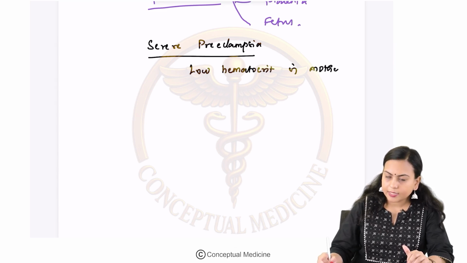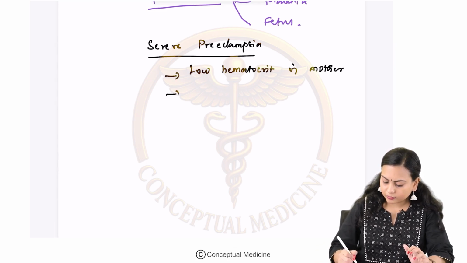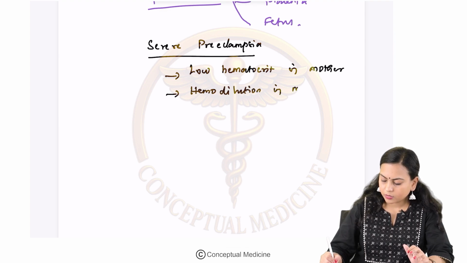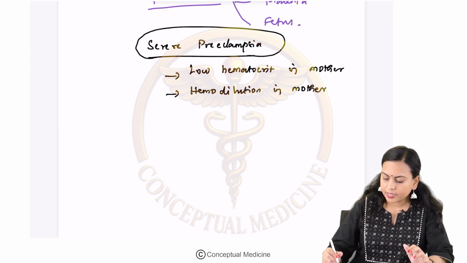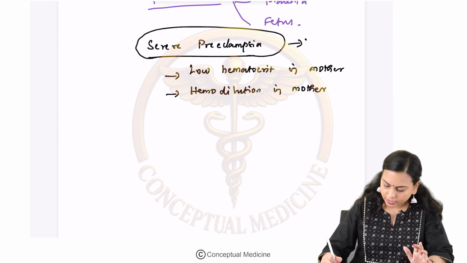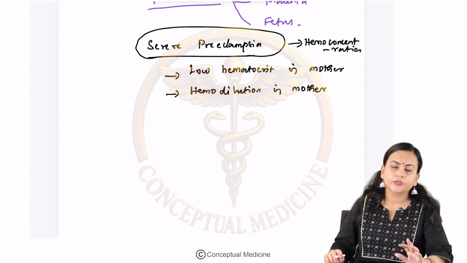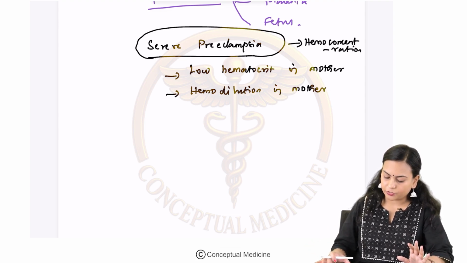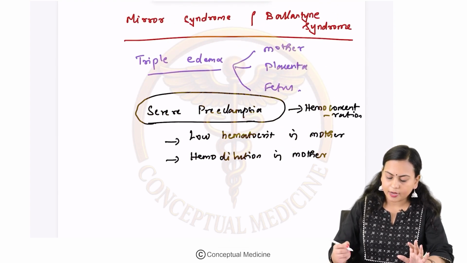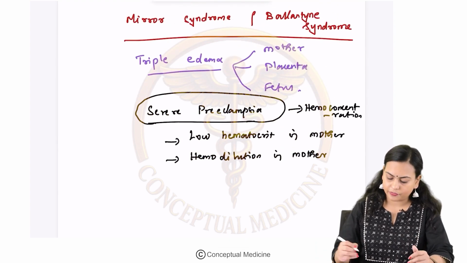But the important differentiating feature between severe preeclampsia and mirror syndrome is that there will be low hematocrit in the mother. So basically there will be hemodilution in the mother, whereas in severe preeclampsia, there will be hemoconcentration. So this is one of the important differentiating features. And mirror syndrome can occur in any cause of Hydrops fetalis.